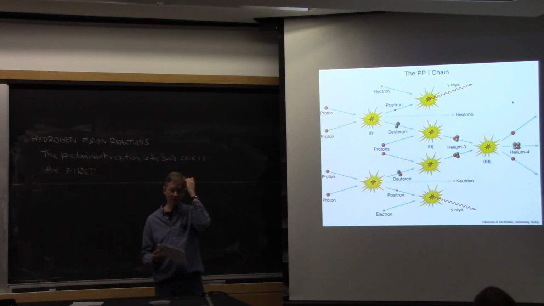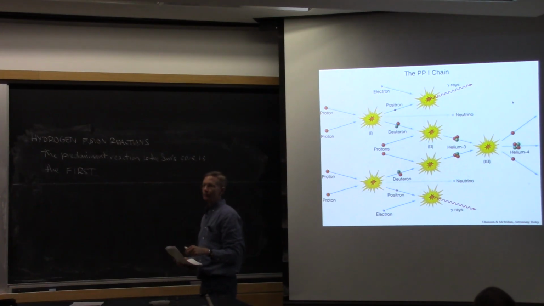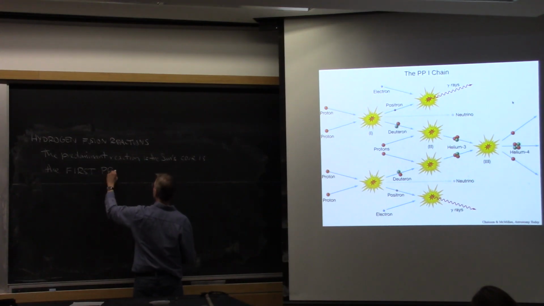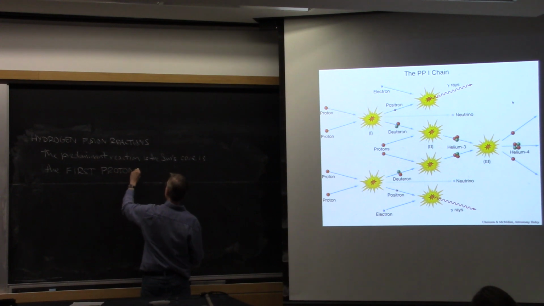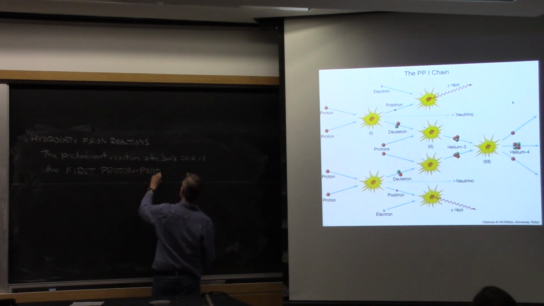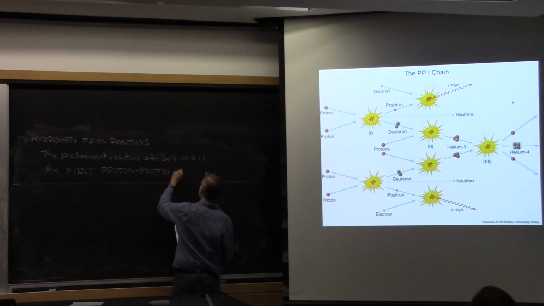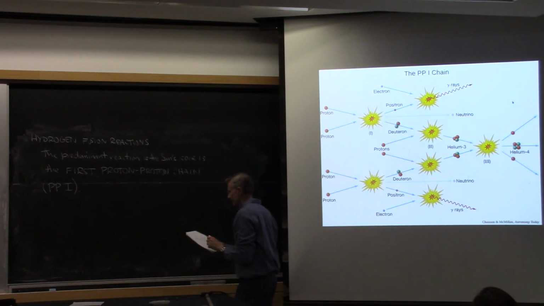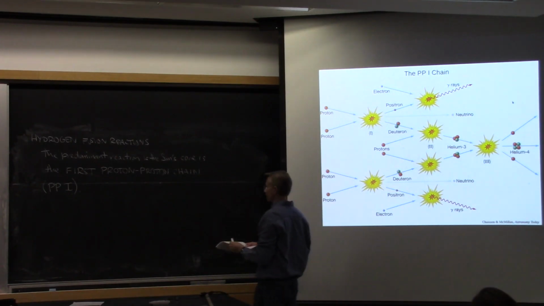I never said the first proton-proton chain, because it turns out there's also pp2 and pp3, Roman numeral 2, Roman numeral 3, that also contribute. Saying the first proton-proton chain would get tiresome, so it gets abbreviated as capital P, Roman numeral 1, proton-proton 1. It's named for the fact that it starts when two protons collide with one another.